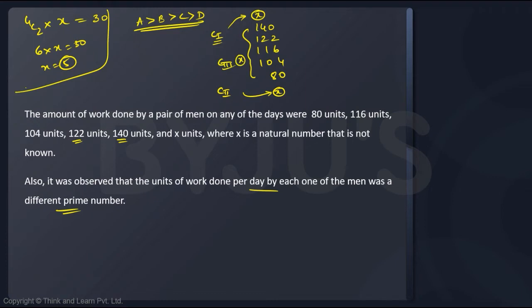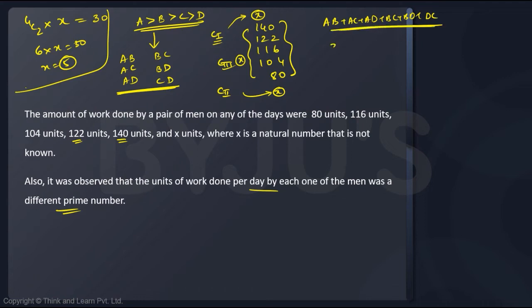Now, clearly, what are the combinations when I have these 4 people? I have A and B, A and C, A and D, then B and C, B and D, and finally C and D. So totally I will have 6 combinations. So these 6 will be these 5 plus the value of X, depending upon where X is. So if I add all of them: AB plus AC plus AD plus BC plus BD plus DC, totally 6 of them, which means I can take 3 common, I'll get 3 times A plus B plus C plus D.